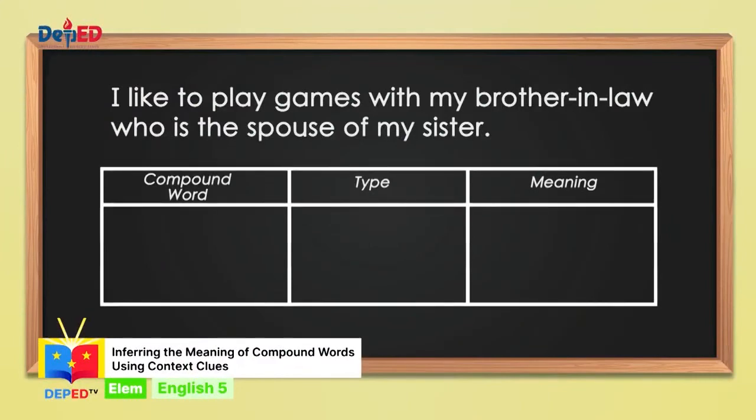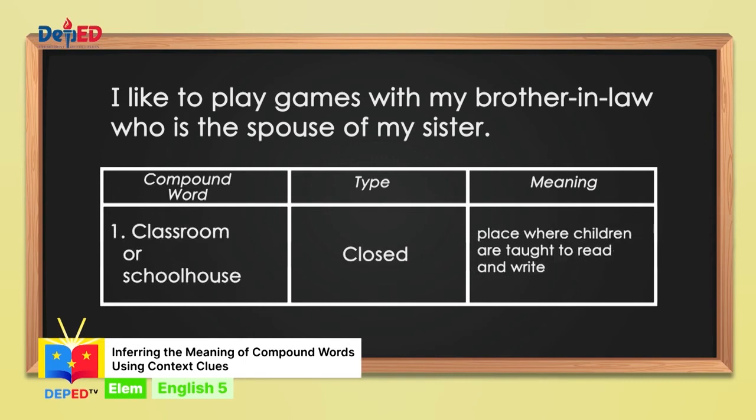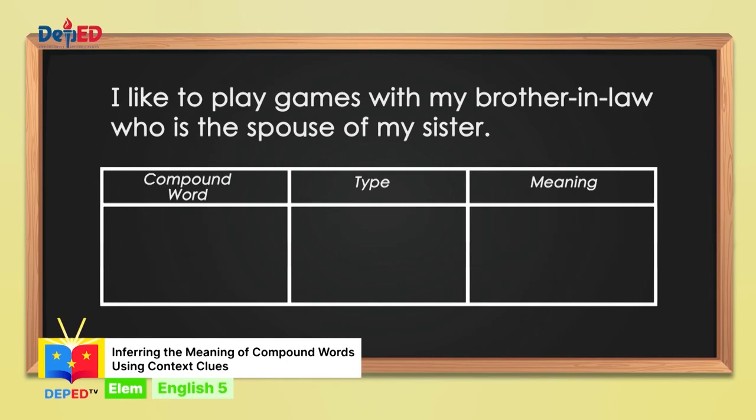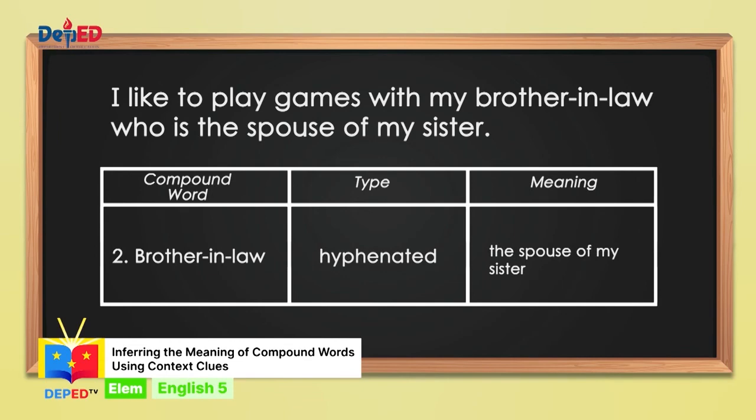The answer for number 1 is classroom or schoolhouse. Classroom or schoolhouse is a closed compound word. A classroom or schoolhouse means a place where children are taught to read and write. The answer for number 2 is brother-in-law. Brother-in-law is a hyphenated compound word. Brother-in-law means the spouse of someone's sister.